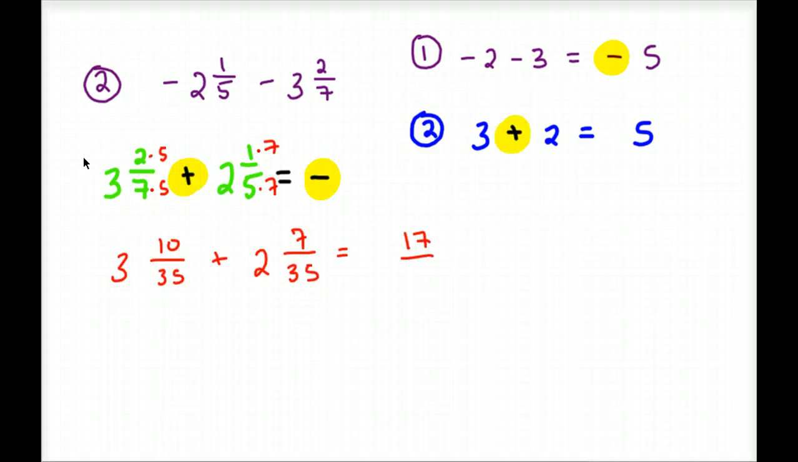Fractions first, 10 plus 7, 17 over 35, 3 plus 2 is 5, and again, do not forget your negative sign, yielding negative 5 and 17/35.